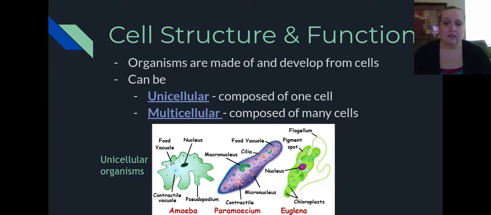Down below here, we have a picture of 3 different types of unicellular organisms: the amoeba, paramecium, and euglena. All of these are animal cells. They are single-celled organisms. You can see the nucleus in them. The nucleus is usually the most prominent structure within the cell, and then they have some different structures.